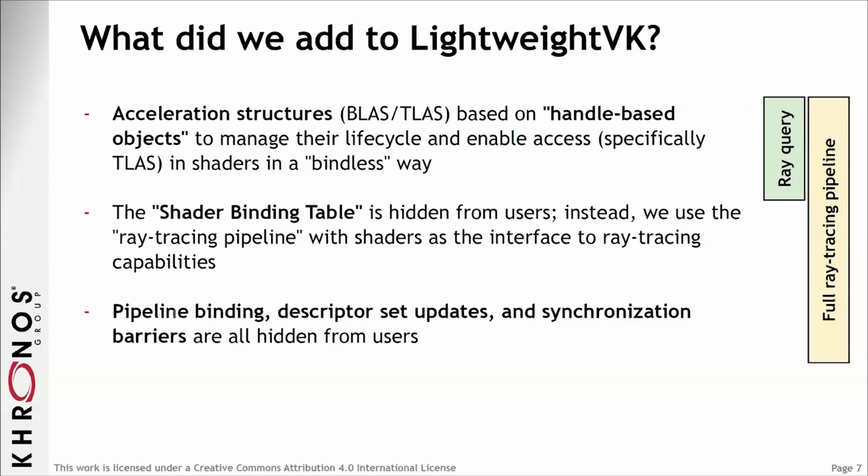For a full ray tracing pipeline, we need a bit more. We need to somehow master the shader binding table. It's not really a straightforward concept in the ray tracing API in Vulkan. For many users, I believe it's not really clear, but we try to make it as easy as possible. So we basically remove it from the API for the user. We just hide it inside LightweightVK. The same goes for pipeline bindings, descriptor set updates, synchronization barriers, and all other interesting stuff that is typically overwhelming for users who never worked with Vulkan before, for example.